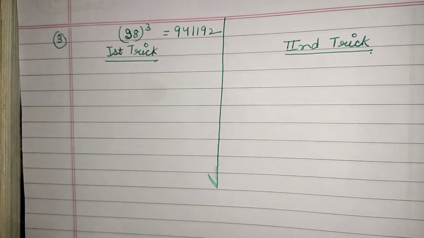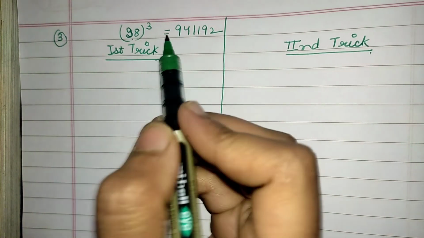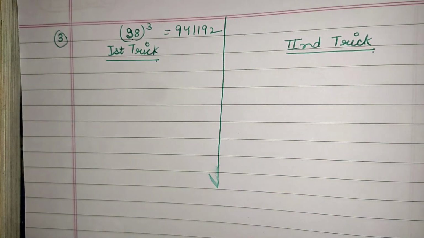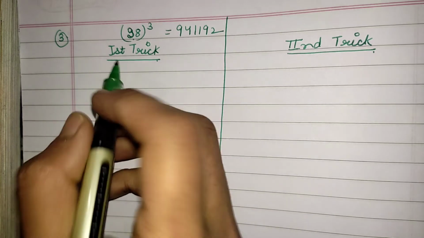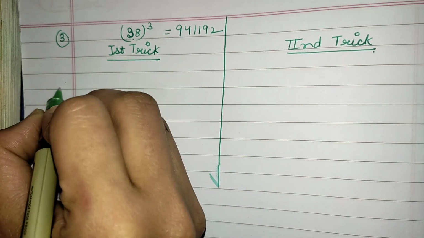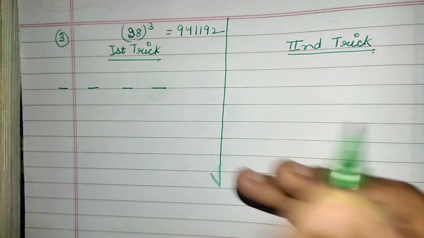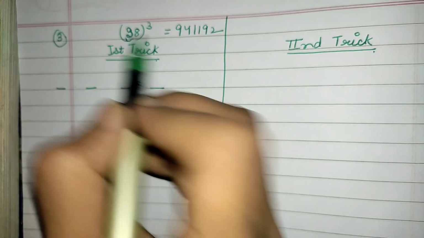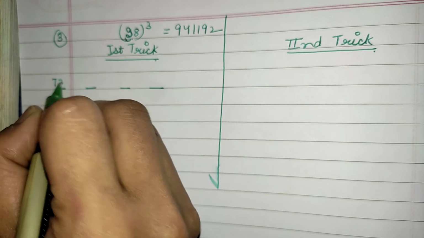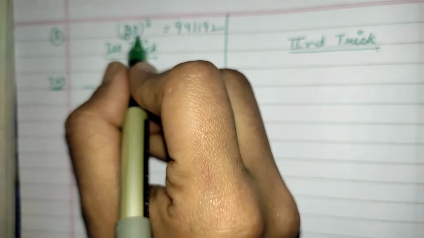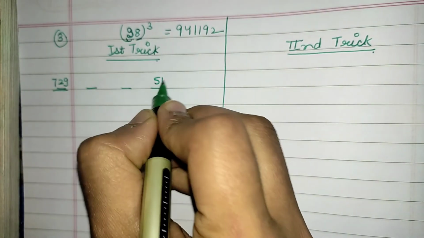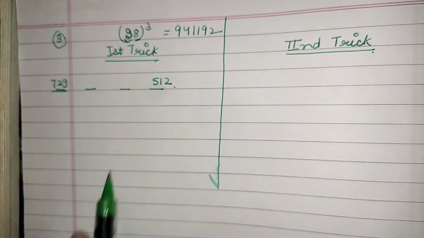So let's take one last question. The last question is 98 cube. We have to find the cube of 98. Trick number 1 says: divide your answer in 4 parts. The cube of 9 is 729, and the last will be the cube of 8, which is 512.